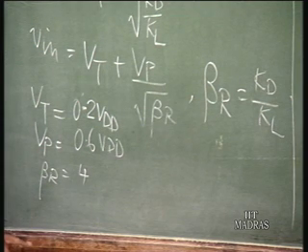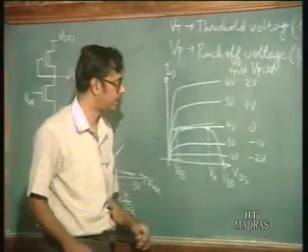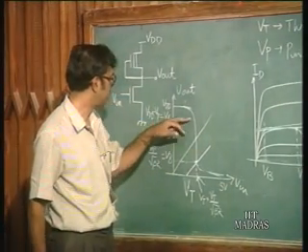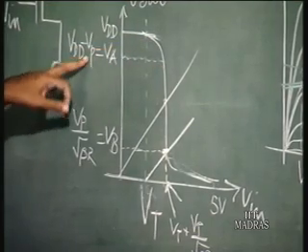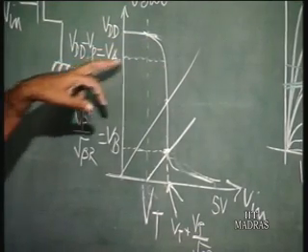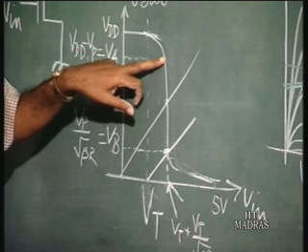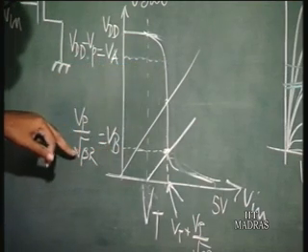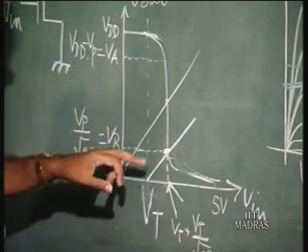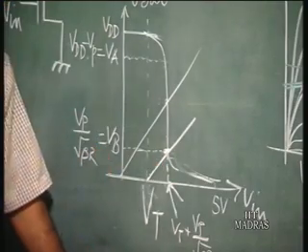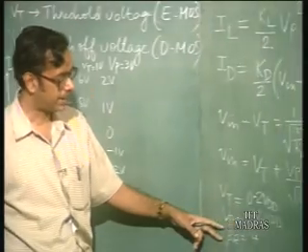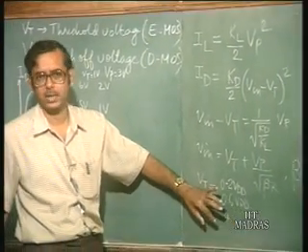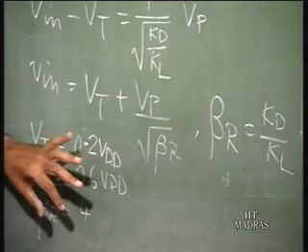So these are the values one can take. This is VDD minus VP, and VP is 3 volts, so VA is going to be 2 volts, and VB is going to be equal to 1.5 volts. So you can in fact take a number of combinations to get VDD by 2.